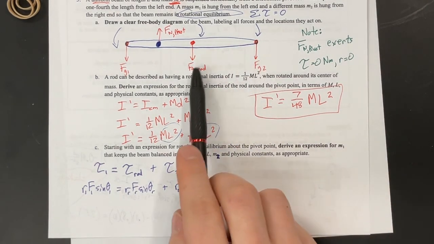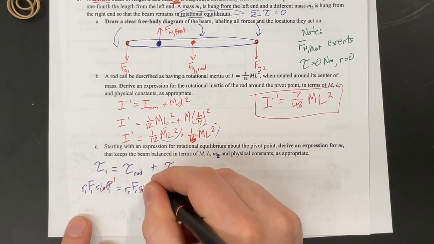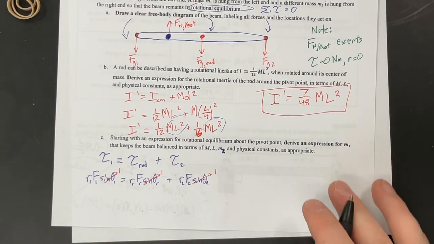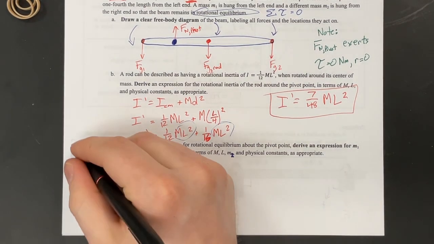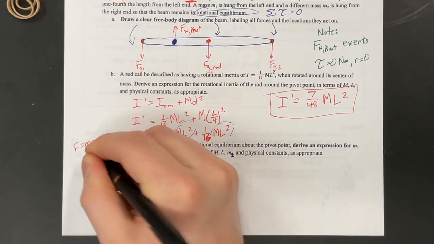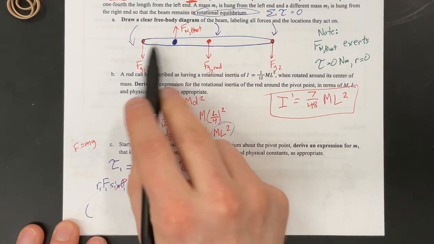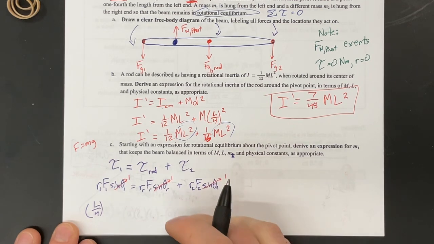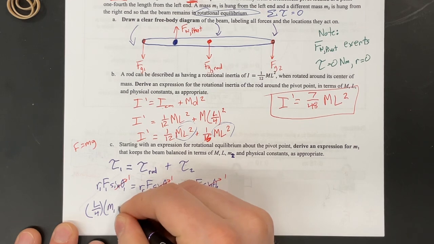Well, they're all perpendicular. So sine theta goes away to 1 for all of them. That's nice. And then every force is just mg, because it's all gravity. So all these forces are force gravity. So radius of mass 1, well, it's a fourth the length from the end, L over 4. Force 1 is m1g.